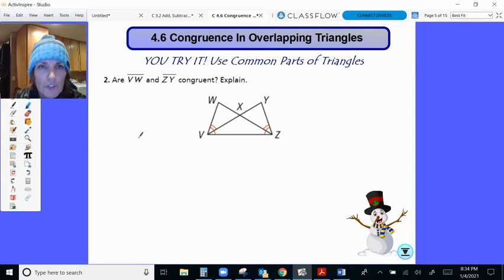So are VW and ZY congruent? So we're looking at these sides right here, VW and ZY. The hardest part here is trying to figure out which triangles we want to try to prove are congruent.